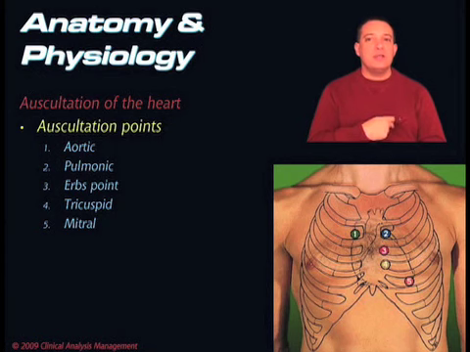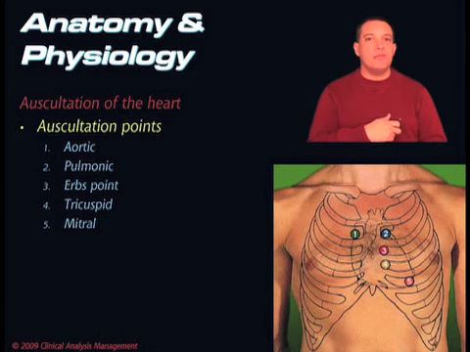And there's 2 big things that we can hear at Erb's point. The very first thing that we hear at Erb's point is any kind of diastolic aortic murmur. If it's a diastolic aortic murmur, we usually hear that at Erb's point. And then the second thing that we hear at Erb's point is friction. If we've got a pericardial friction rub, like if we've got pericarditis, we're most likely to hear that at Erb's point. Now, if we go one more rib down, that brings us to our tricuspid point.